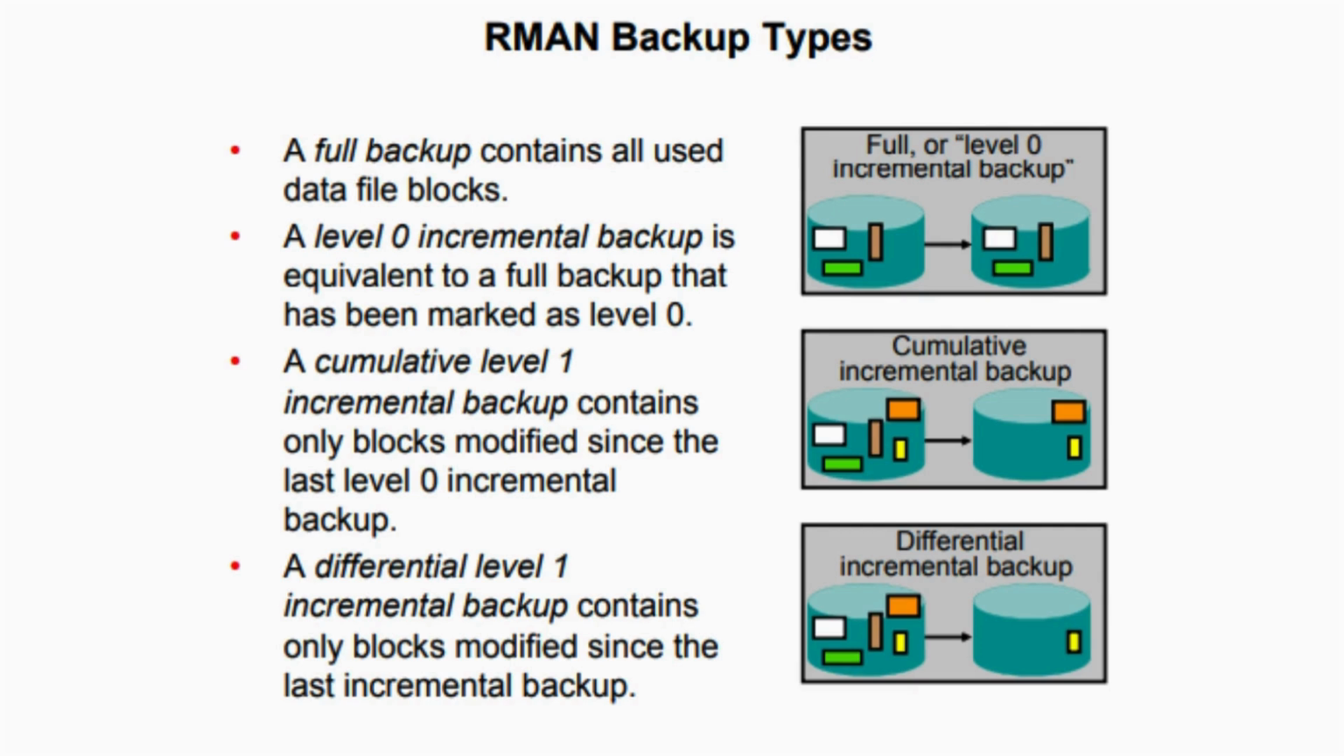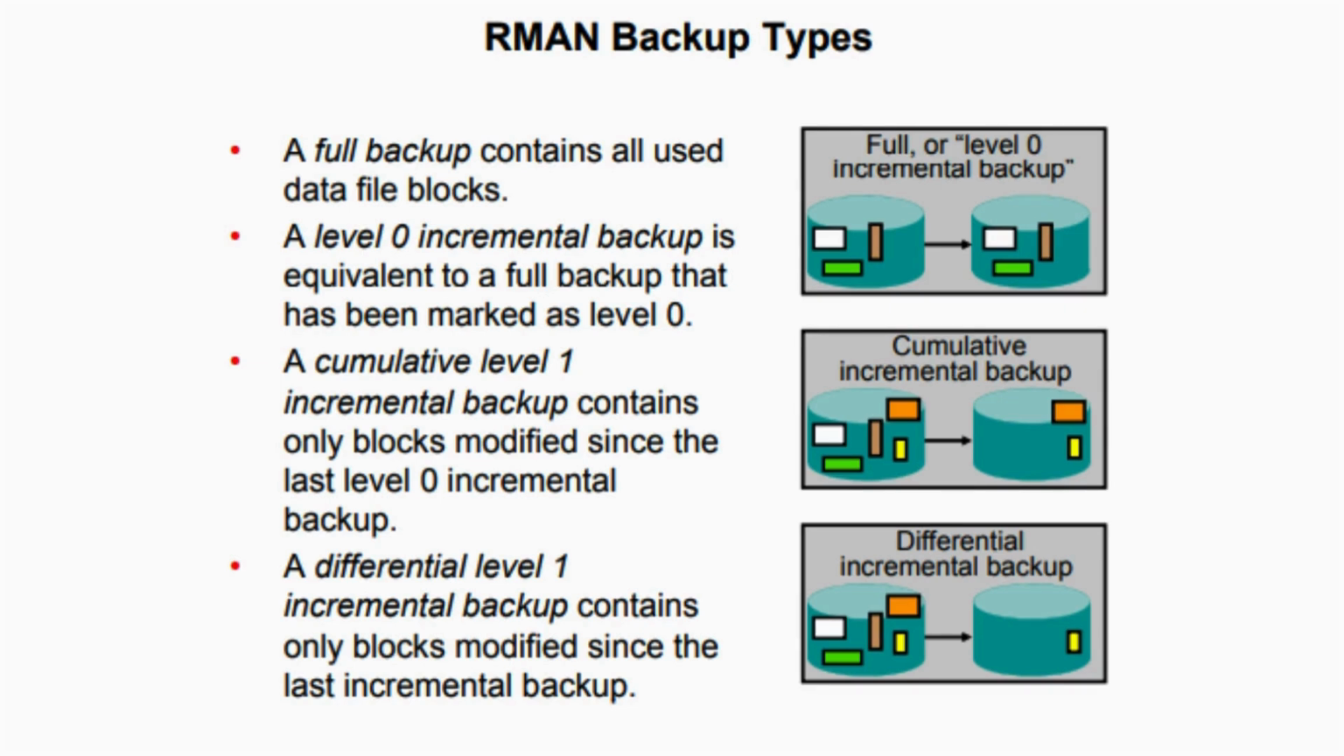Examples. To perform an incremental backup at level 0, use the following command: RMAN> backup incremental level 0 database. To perform a differential incremental backup, use the following command: RMAN> backup incremental level 1 database. To perform a cumulative incremental backup, use the following command: RMAN> backup incremental level 1 cumulative database.